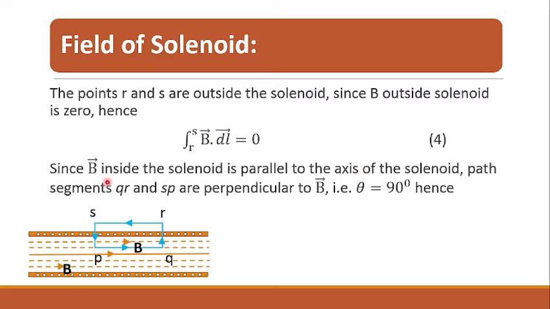Also, since B vector inside the solenoid is parallel to the axis of the solenoid, path segments QR and SP are perpendicular to B vector, and for that case theta is equal to 90 degrees. Hence the integral from Q to R of B vector dot dl vector and the integral from S to P of B vector dot dl vector are also 0, since theta is 90 degrees and we know that cos 90 is 0. Therefore these two integrals are 0. So only one integral is left, and that is from P to Q.